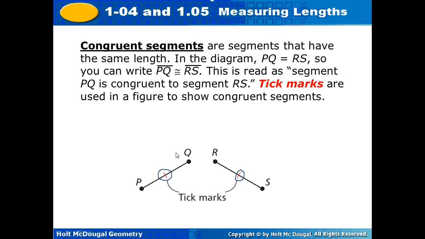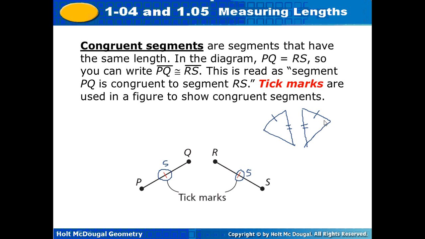Which means they also have the same length. So if I said PQ is 5, guess what, guys? RS is also 5 because those two are congruent, and congruent segments have equal length. Not all the time will it just have one tick mark. There's some scenarios where I might have 2 tick marks. For example, if I have these 2 triangles, this one might be congruent to this one.